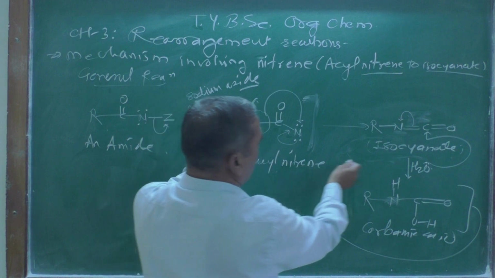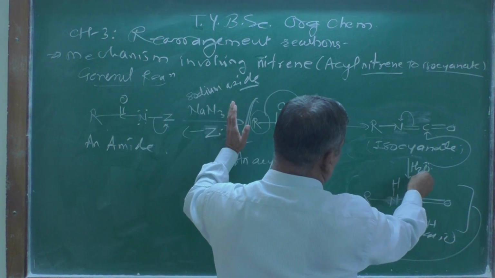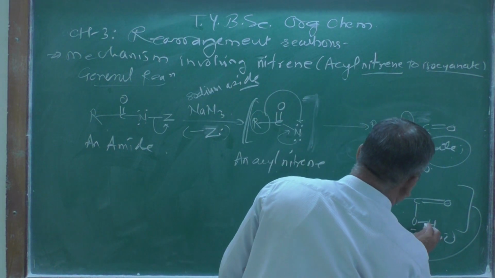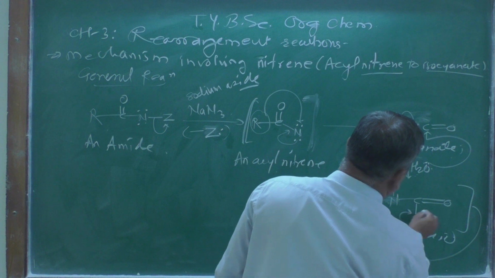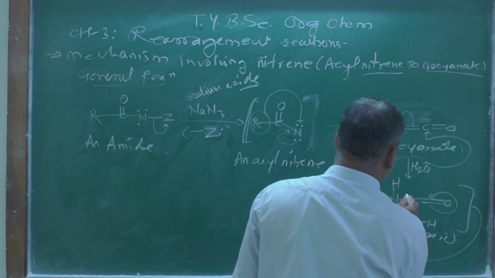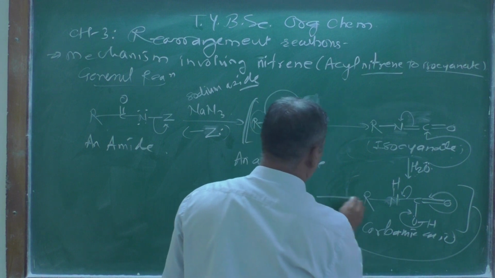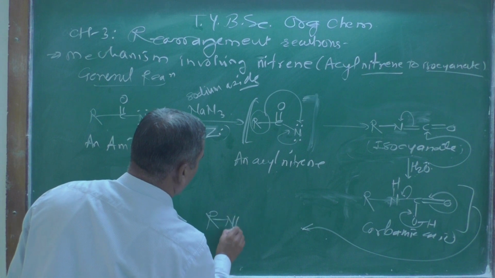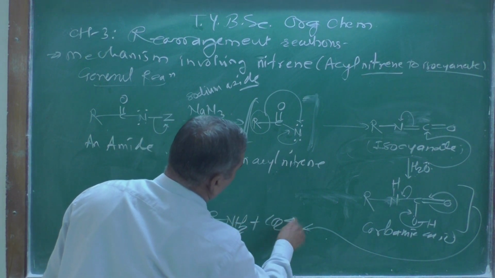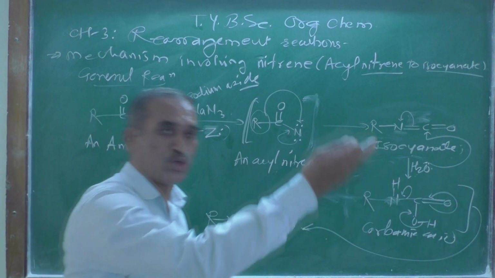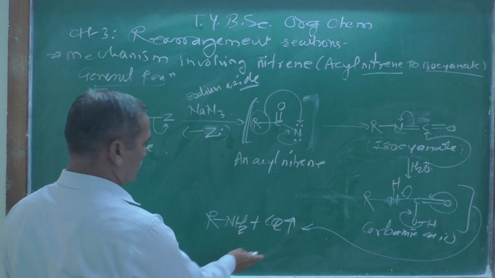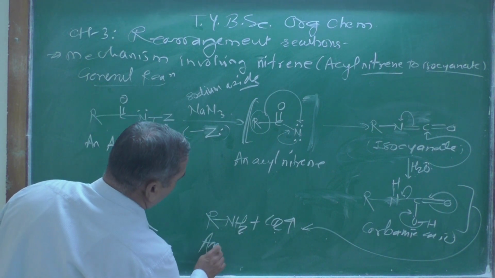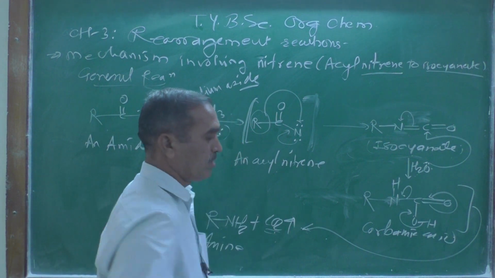Remember, this is an acyl nitrene, this is an isocyanate treated with water producing a carbamic acid, and that carbamic acid now undergoes evolution of carbon dioxide. The resulting compound is R NH2, an amine, plus carbon dioxide, which is in gaseous form and goes into the atmosphere. We know that this is a greenhouse gas. This one is an amine, and this is carbon dioxide.